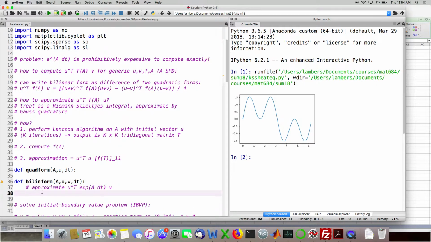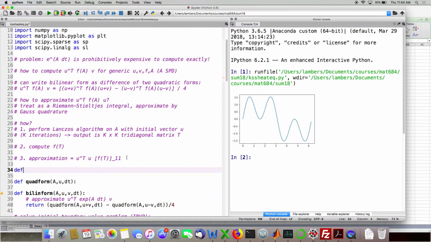I can use the quadratic form function to handle computing a bilinear form. So all it would be is compute a quadratic form with the matrix A, U plus V and dt, and again with U minus V and dt, all over 4. So that function's done. One line. That's it. Now what about a quadratic form? Here I follow this procedure here. So I need a Lanczos function that will take a matrix A, and my initial vector, which I'm going to call R.